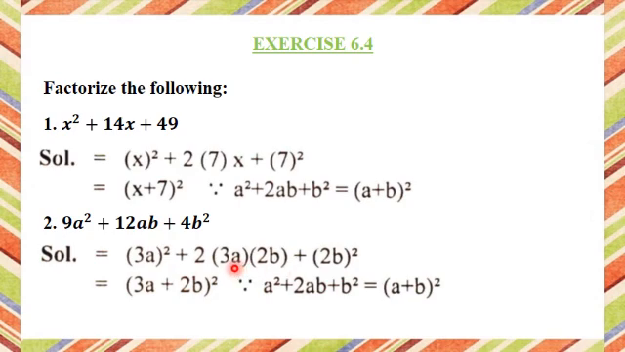In the place of a write 3a, and in the place of b write 2b, and after that close the formula in the form of a plus b whole square, as it is written over there. And it is compulsory to mention how you are going to close the formula. So when you have a plus, write the a plus b formula over here, and when you have a minus, then write the a minus b formula. So after closing, the final factorization is 3a plus 2b whole square.